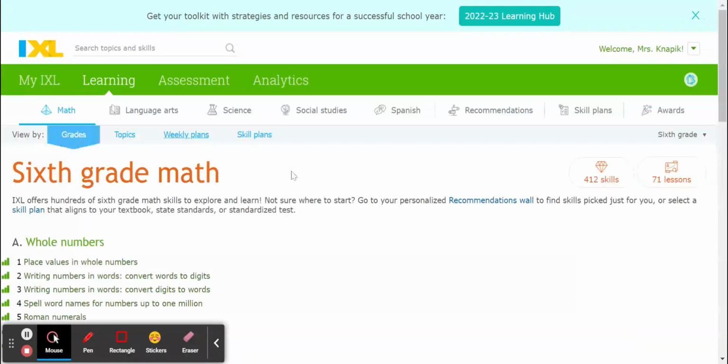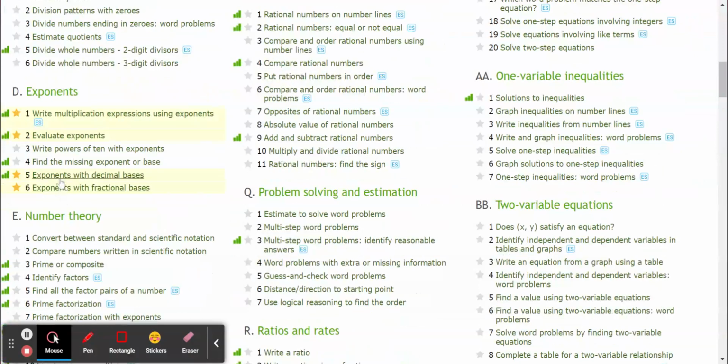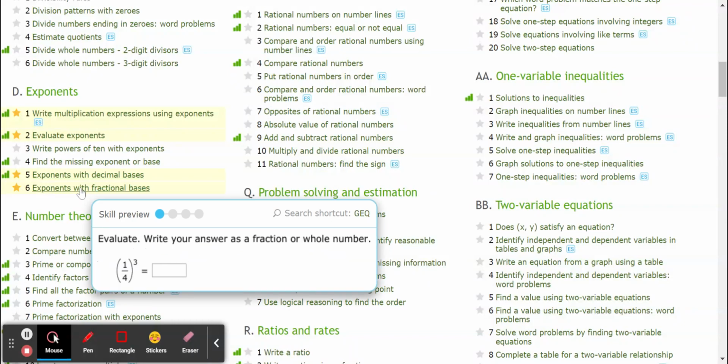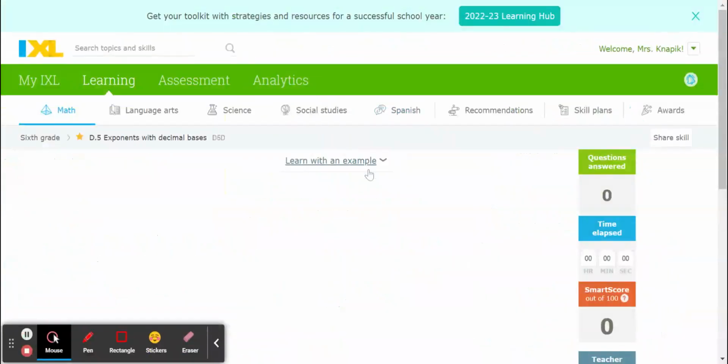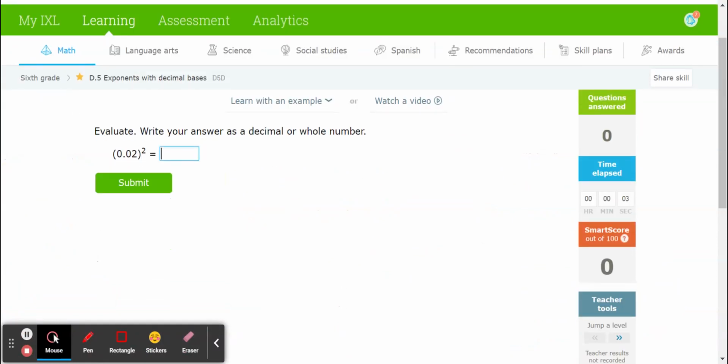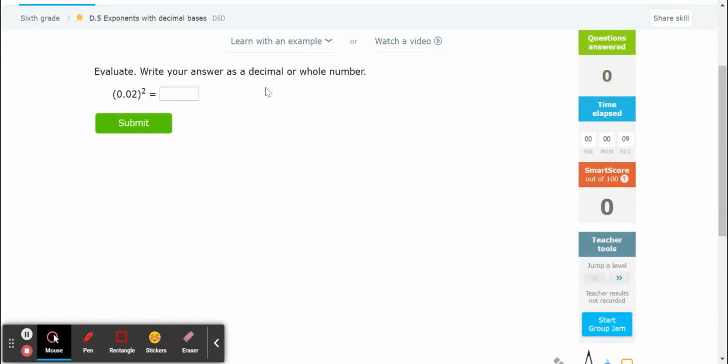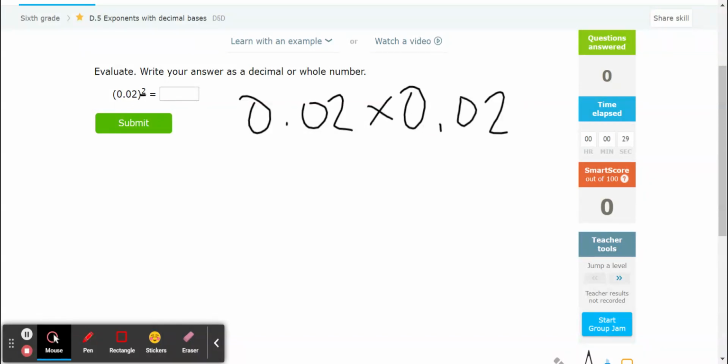Okay. Let's go on to D5. D5 and D6 are the exact same types of skills, only this time we're working with decimals and with fractions. So D5, evaluate. Write your answer in decimal or whole number. So depending on what your answer is, that's what you're going to write your answer as. It's okay to get decimals. So we have 0.02 to the second power, or 2/100 squared. So we're going to have 0.02 times itself twice. Our exponent is 2, so we're going to times it twice. It's okay to use a calculator at this point.